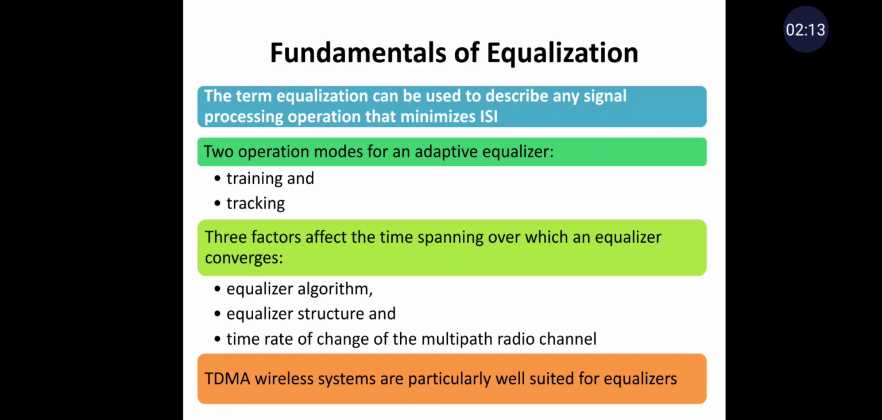Now let's see the fundamentals of equalization. The term equalization can be used to describe any signal processing operation that minimizes inter-symbol interference. There are two operating modes for an adaptive equalizer. The first mode is training and second mode is tracking. There are three factors that affect the time span over which an equalizer converges. The three factors are equalizer algorithm, equalizer structure, and the time rate of change of the multipath radio channel. So TDMA wireless systems are particularly well suited for equalizers.